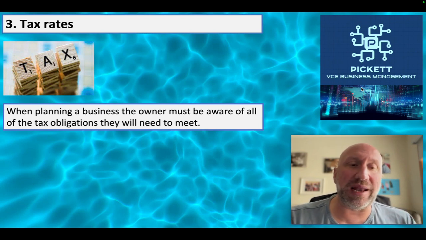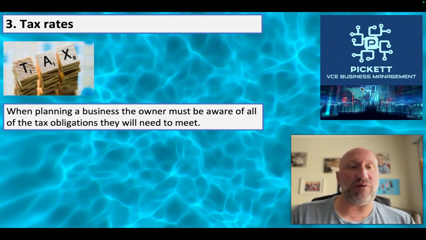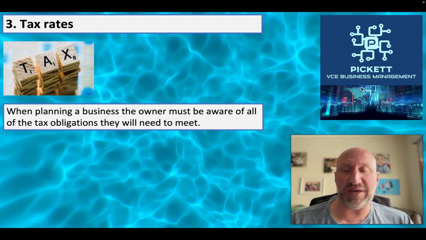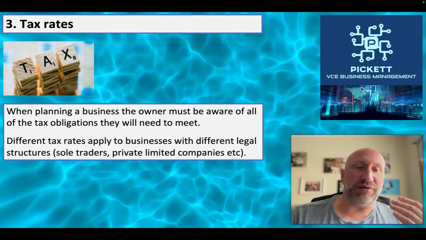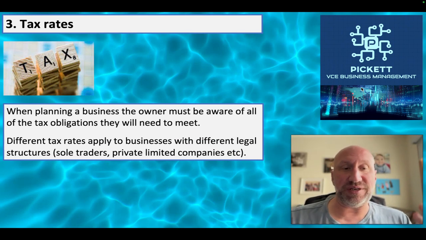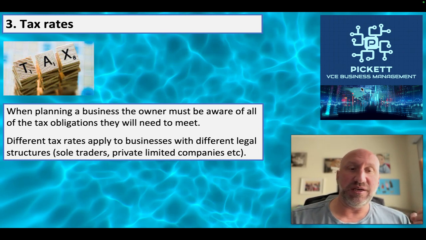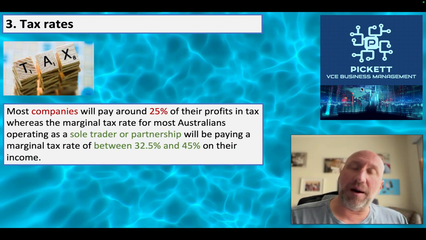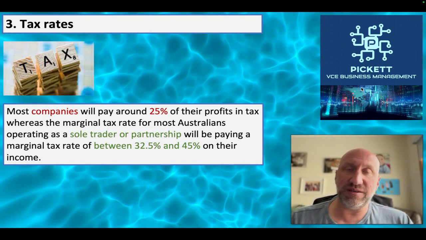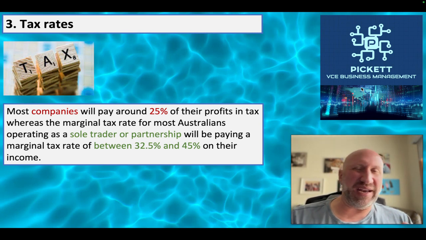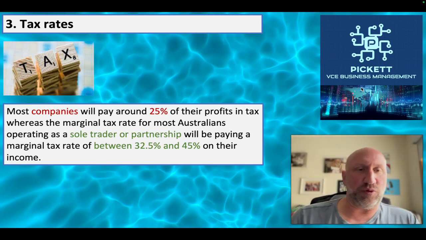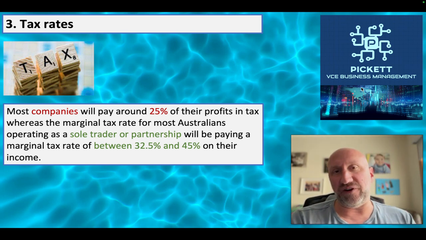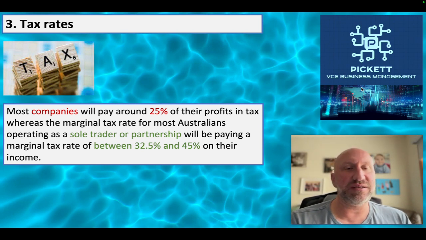So again, when you're planning a business, as a business owner, you must be aware of all of the tax obligations that you're going to have to meet moving forward. Now, different tax rates apply to businesses with different legal structures. We've covered this before when we looked at types of business, sole traders, private limited companies, and all that stuff. Most companies, so incorporated businesses, your private limited companies, your public companies, are going to pay around, and again, it gets a little bit complicated, but let's keep it simple, 25% of their profits in tax.